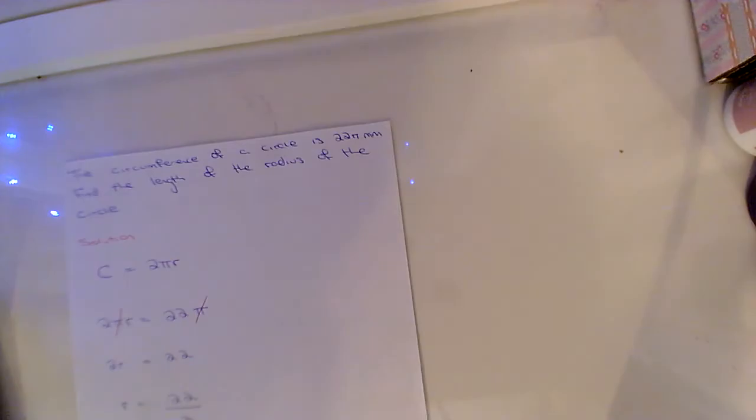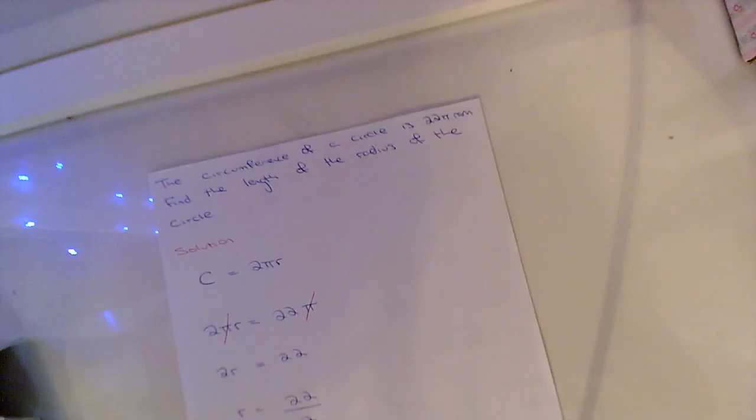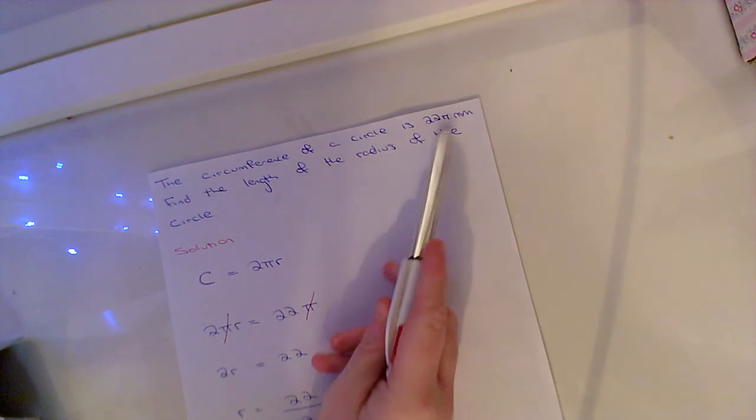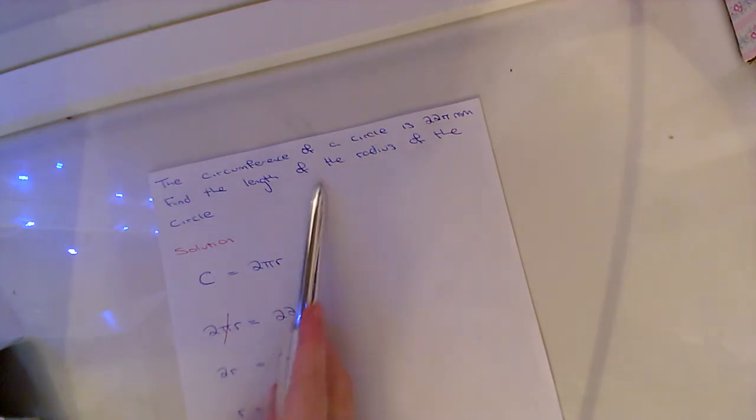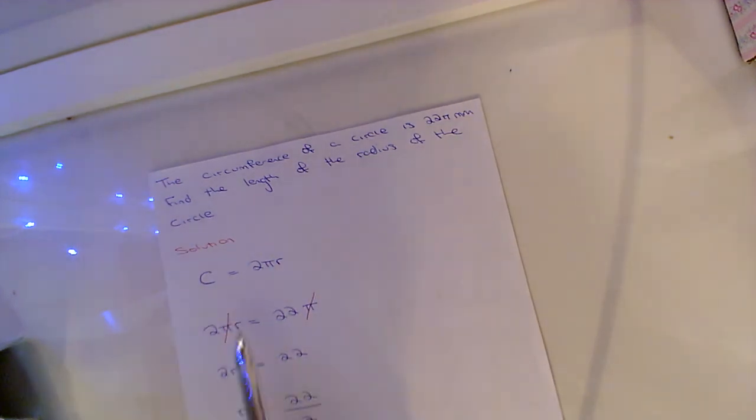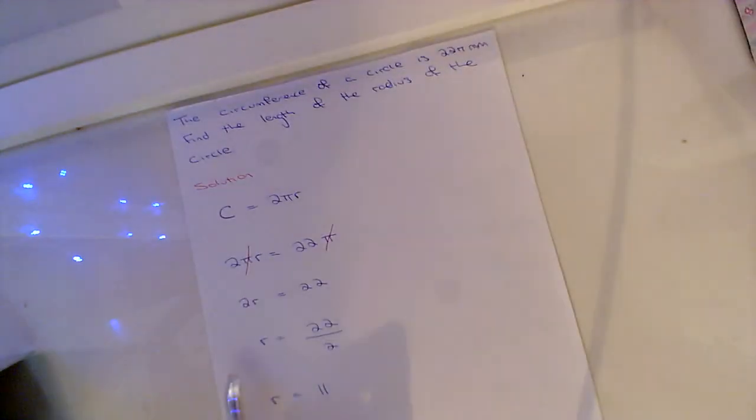centimeters. Next one I have here is the circumference of a circle is 22 pi millimeters. Find the length of the radius of the circle. So my circumference, the formula for that is 2 pi r. So I'm told that 2 pi r is equal to 22 pi, because circumference is another word for perimeter. So I then divide across by pi, and I'll be left with 2r is equal to 22. And then I want to get r on its own, so I'll say r is equal to 22 divided by 2. My radius in this question is 11.